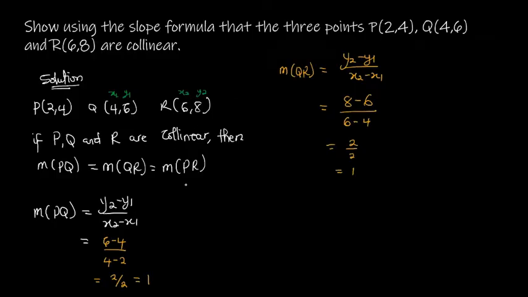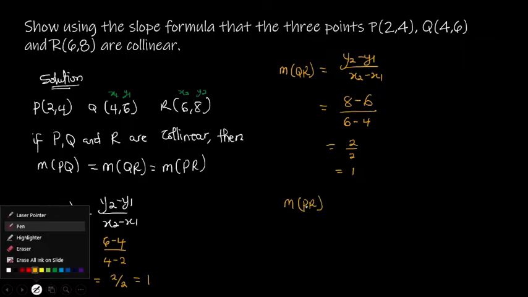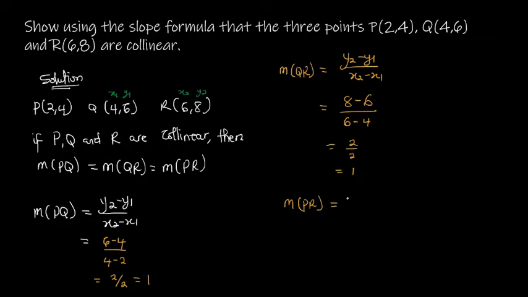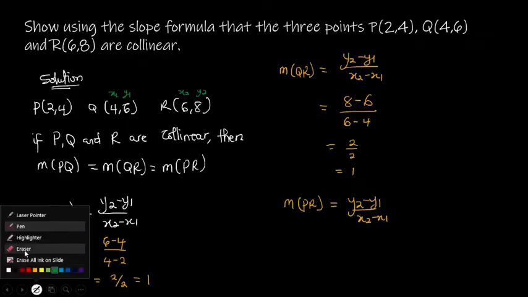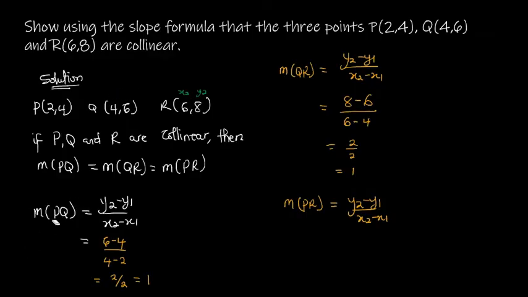So let's confirm the last one, which is the gradient of the points P and R. The gradient of PR will be y2 minus y1 over x2 minus x1 as usual. But this time around, let me erase this.